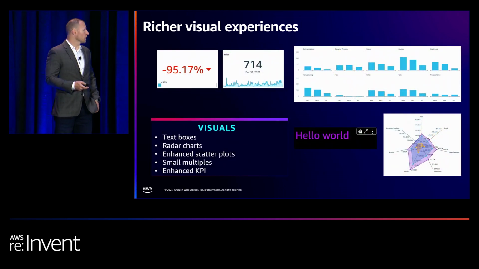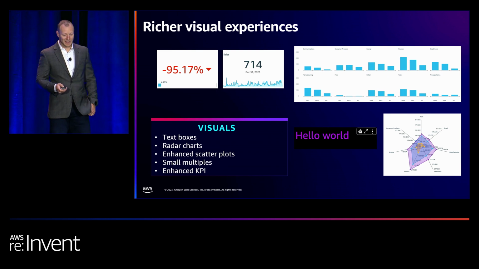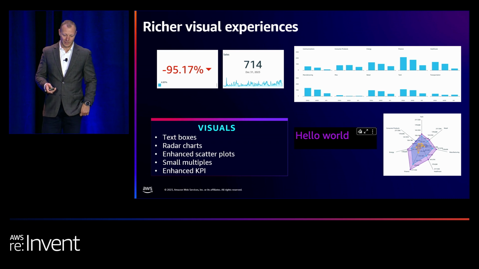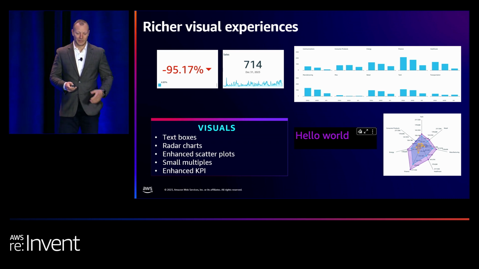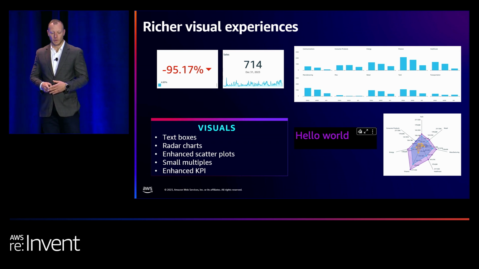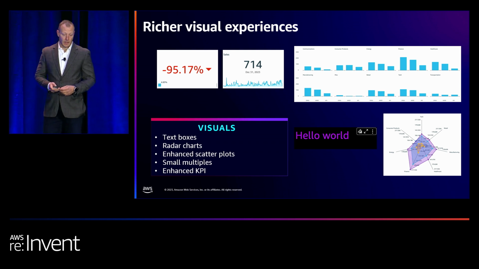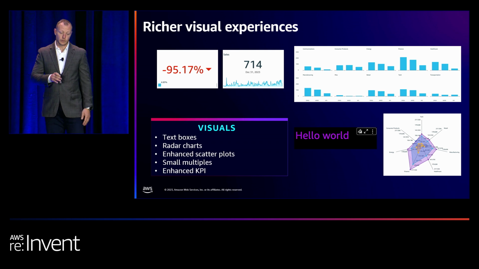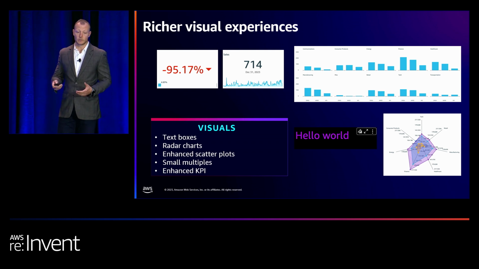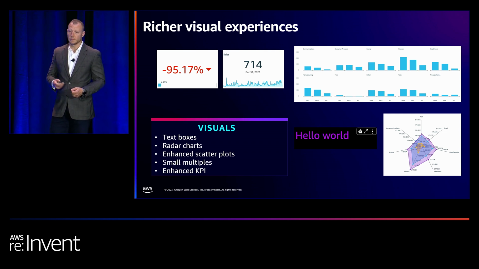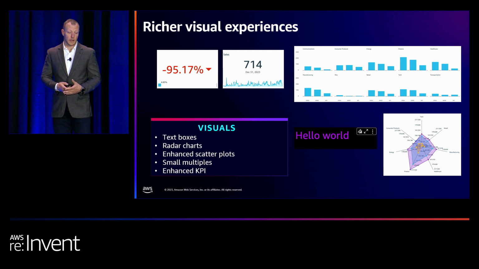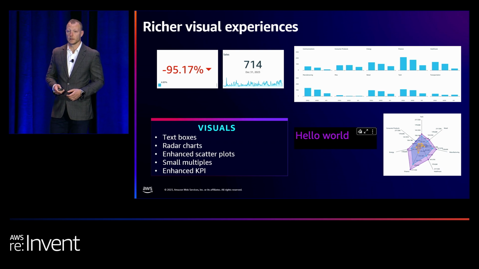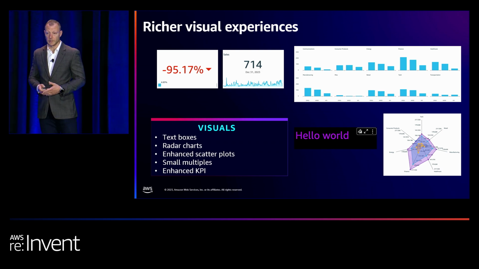We've also added quite a few new visuals. So text boxes, which is something people have been asking for quite a while. We're very excited that they're out, so hello world. We've also added radar charts. We've enhanced our scatter plots, as well as we have small multiples, which is a great way to view data where we duplicate visuals across the values of a specific dimension. And we've enhanced our KPIs, so now you can add period over period change, as well as a line chart at the bottom to track either daily, weekly, monthly data.